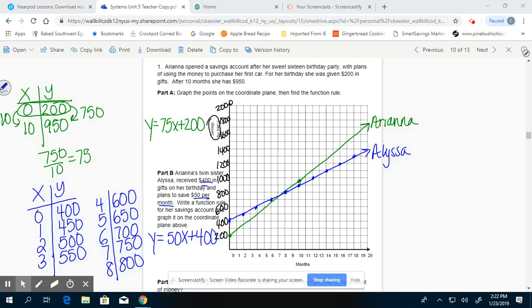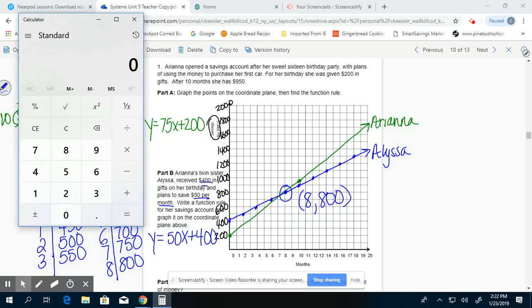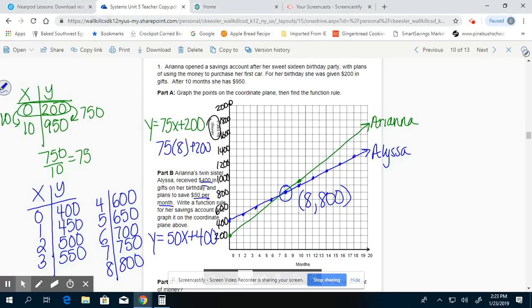And there we've graphed the solution set, and we can see that it looks like, to me, that both of their lines meet at 8 months and $800. We could double check. If we do 75 times 8, I'm plugging it into the first equation. I get 600 and I add 200, and I'm correct, we do get 800.